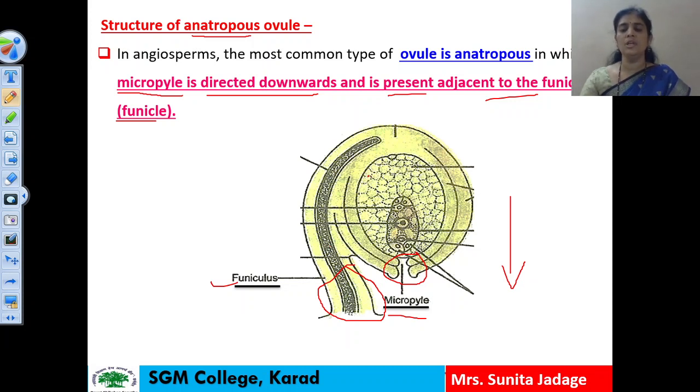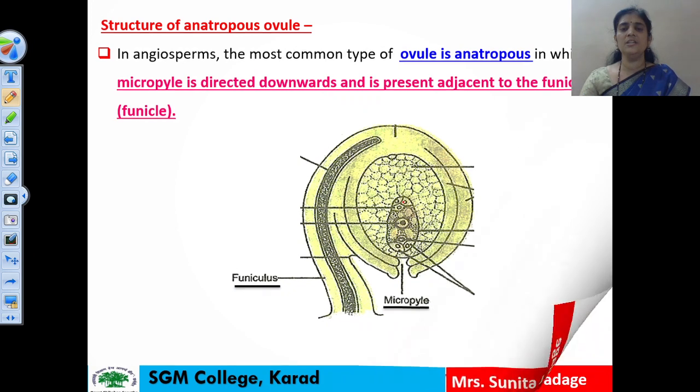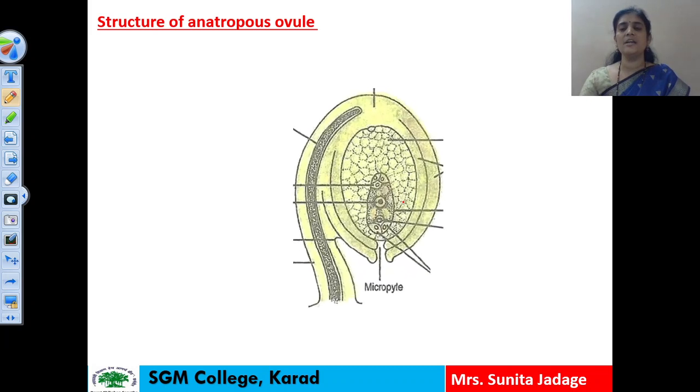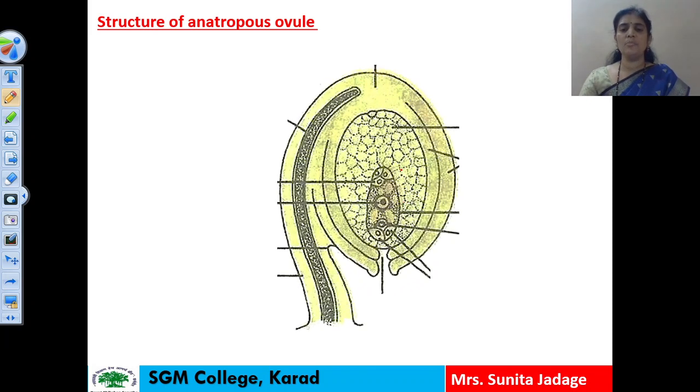Inside this ovule you can observe a number of parts or structures present. So let us see the detailed structure of the anatropous ovule. This is the diagram of the anatropous ovule showing a number of parts, and one by one we have to see each part. The first part is the funiculus or stalk, by which the ovule is attached to the placenta inside the ovary, and therefore it is called the stalk of the ovule. This funiculus is attached to the ovule at a very small region.